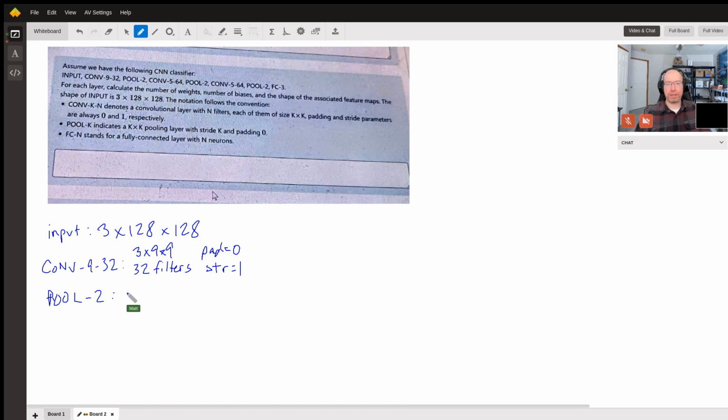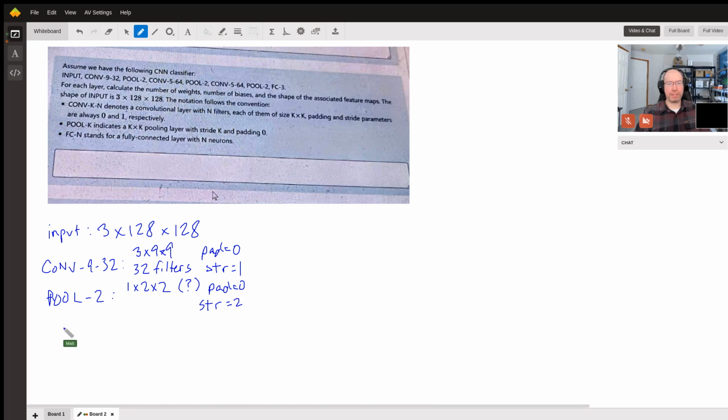But I think that's kind of what they're getting at right now. So that would be a 2 by 2, well, it'd be 1 by 2 by 2. I'll put a question mark just to indicate that's kind of a guess. And padding is 0, stride of 2. Okay, which makes sense.